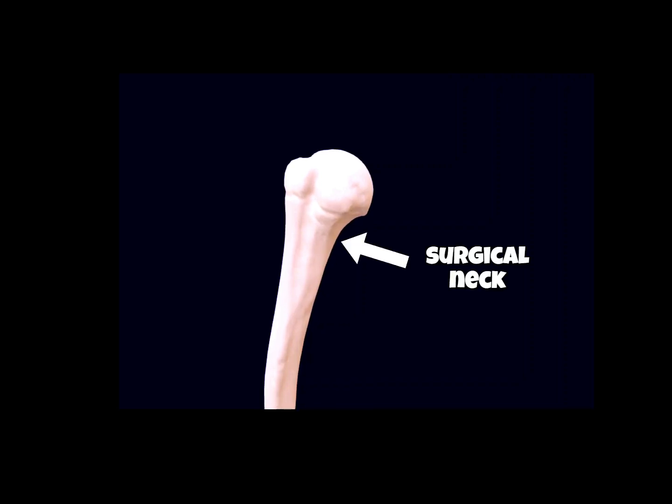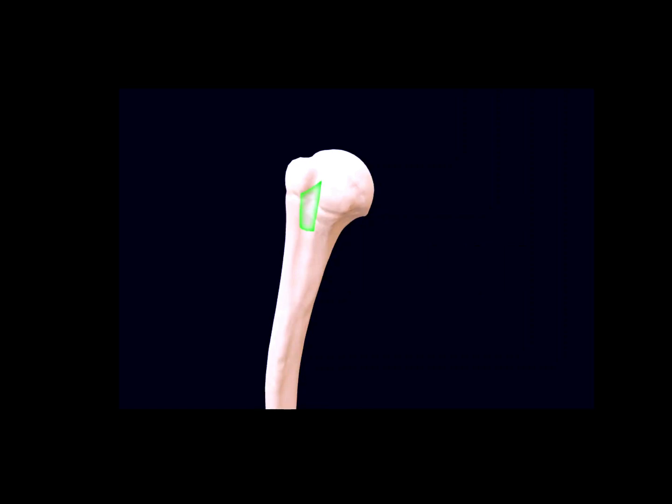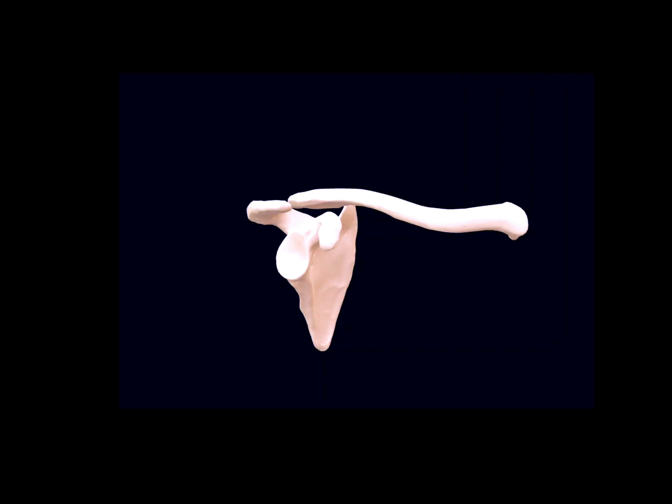The surgical neck just distal to these structures is a common site of fracture and is clinically significant because the axillary nerve and posterior circumflex humeral artery pass immediately posterior to it and may be injured. So these bones articulate at three joints that form the shoulder complex.